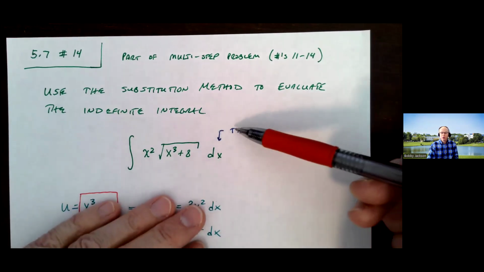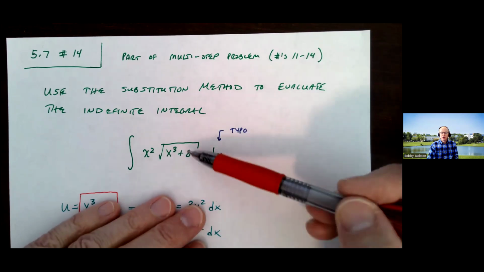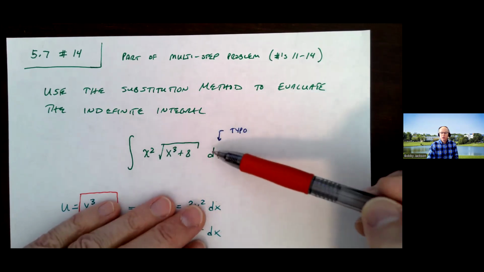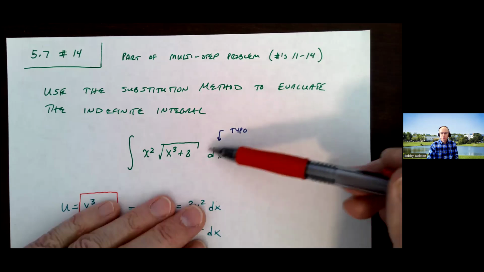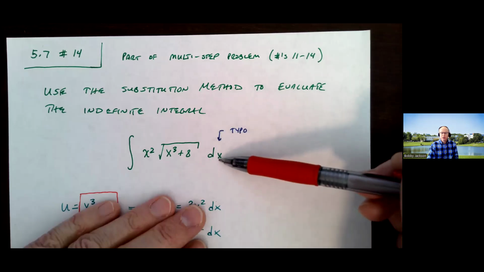I noticed a typo in the problem I was looking at. Again, your numbers should be very similar. This should be dx. I think mine had dy there, so that is incorrect. Hopefully that should be dx there.